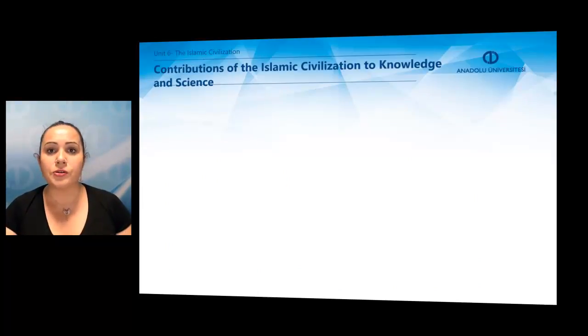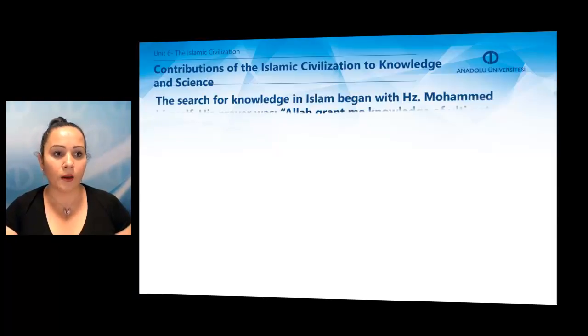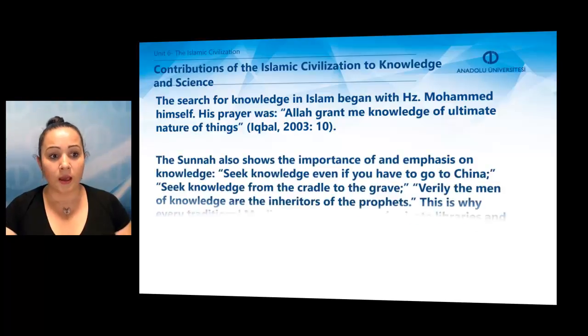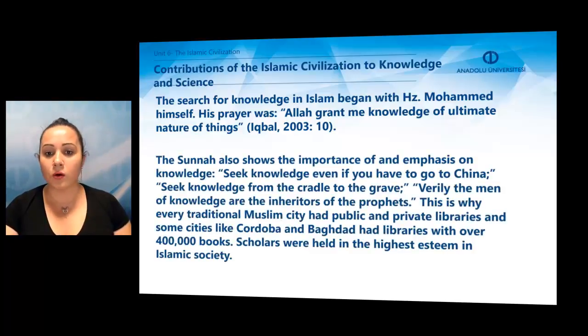So there are some contributions of the Islamic civilization to knowledge and science, of course. This is from the Quran. The search for knowledge in Islam began with Hazrat Muhammad. His prayer was, Allah grant me knowledge of the ultimate nature of things. The Sunnah also shows the importance of an emphasis on knowledge. Seek knowledge even if you have to go to China. Seek knowledge from cradle to the grave. Verily, the men of knowledge are the inheritors of the prophets.